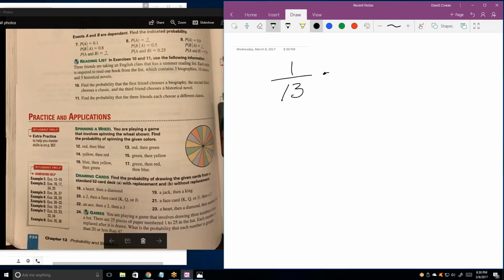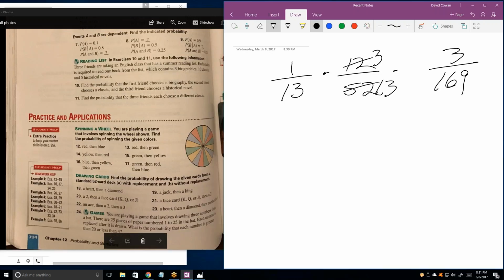How many kings are there? 4. Same with queens, same with jacks. So there's 12 face cards, 12 out of 52. So multiply those two together. I can reduce this first. I can divide top and bottom by 4. So it's 3/13. So it's 3 over 169.